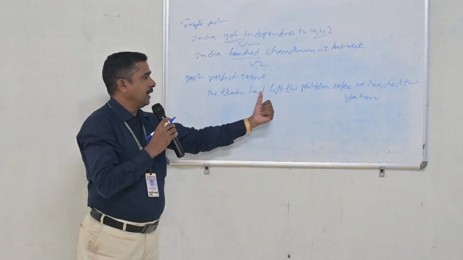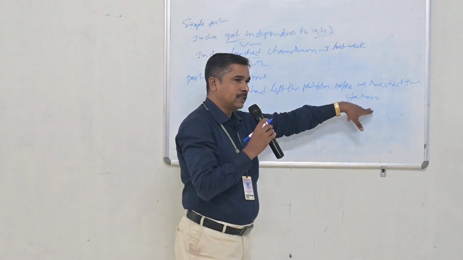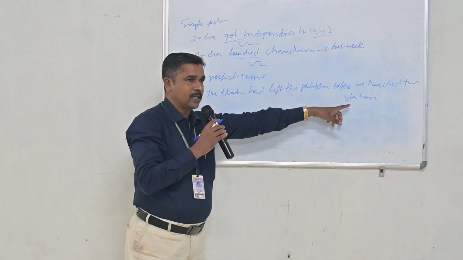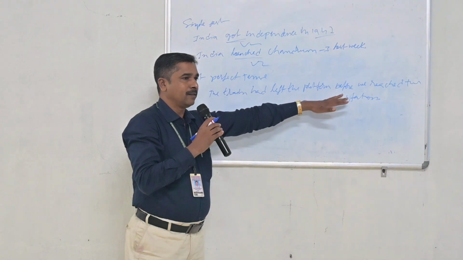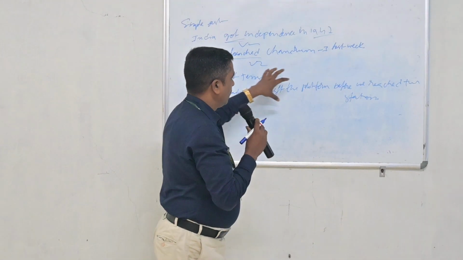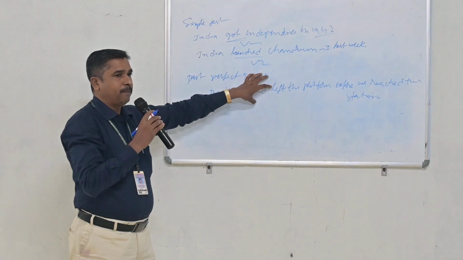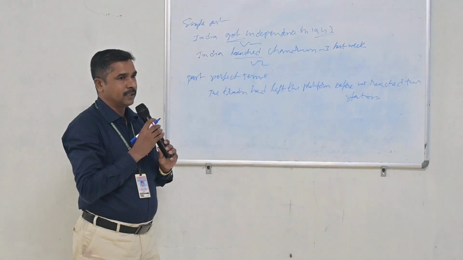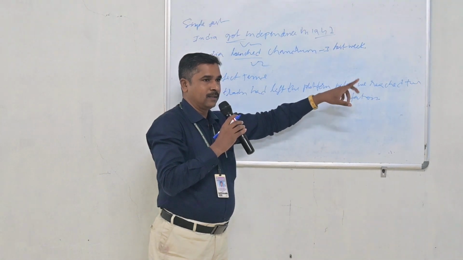See, the train had left the platform before we reached the station. We have two actions. What are the two actions? Train left the platform and we reached the station. But which action happened first? Train left the station. First the train left, then we reached. So for the first action, we have to use past perfect tense. What is the past perfect tense formation? Had plus V3. For the second action, we have to use simple past tense.